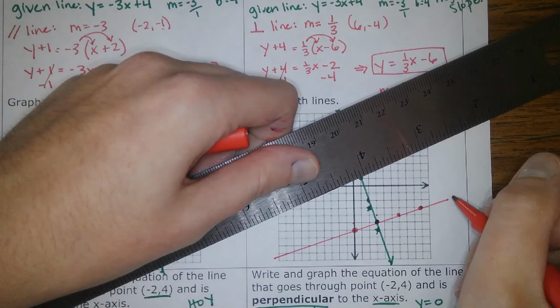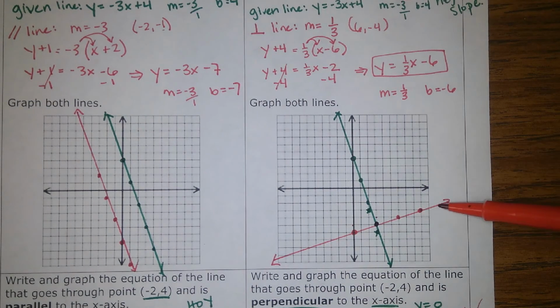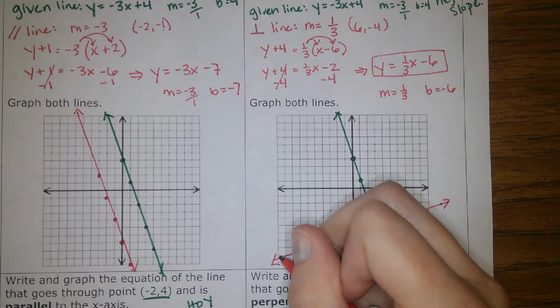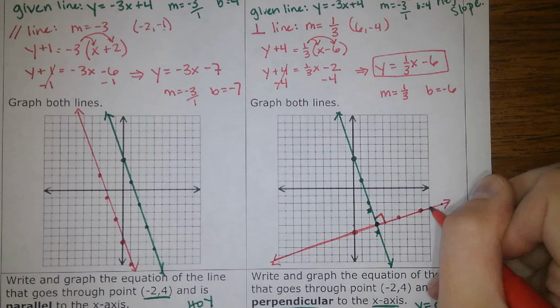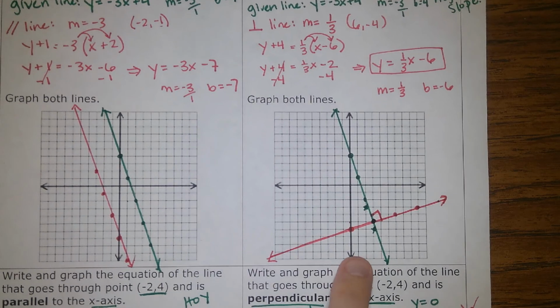Alright, so now we have graphed our new line, which is y equals 1/3 x minus 6. And we see that this makes a very nice looking right angle with our original line. So these two lines are perpendicular, and these two lines are parallel.